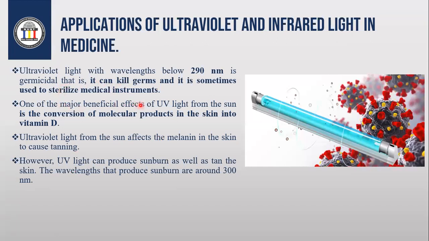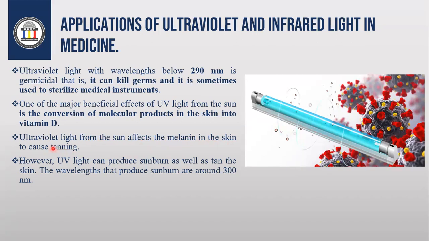One of the major benefits of UV light from the sun is the conversion of molecule products in the skin into vitamin D. If you want to get vitamin D, the doctor or physician will advise you to go out and be exposed to the sun. Why? Because the sun has UV light, and UV light interacting with the skin can produce vitamin D. UV light from the sun also affects the melanin in the skin to cause tanning.